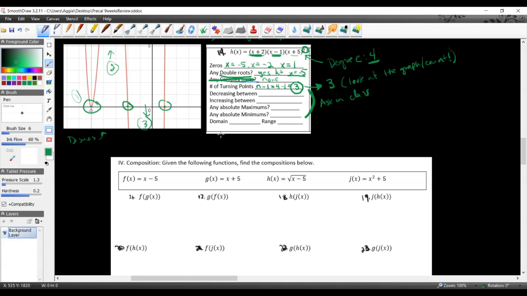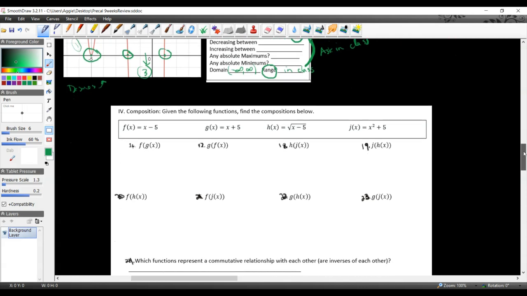And finally, the domain and the range. So the domain for this, if you look at the graph, it goes forever to the left, forever to the right. So it's going to be from -infinity all the way to infinity. The range depends on that lowest point. So this one again we'll do in class, because I just don't have the access right now to the calculator stuff. All right, let's go ahead and move on.